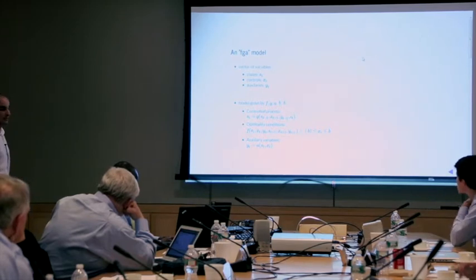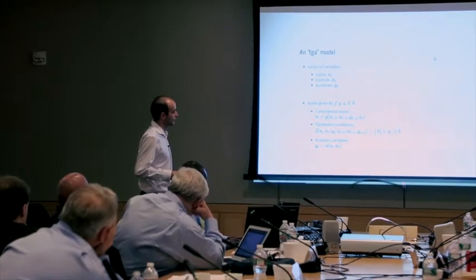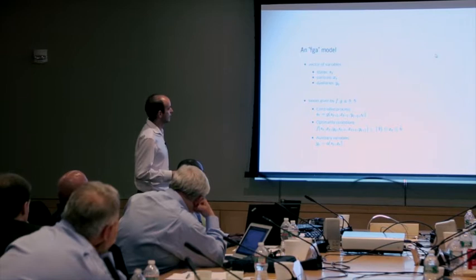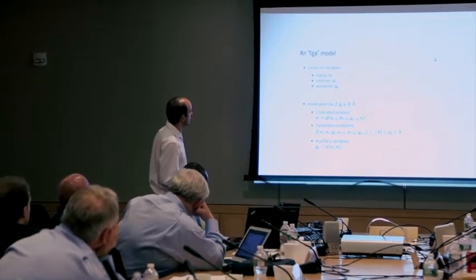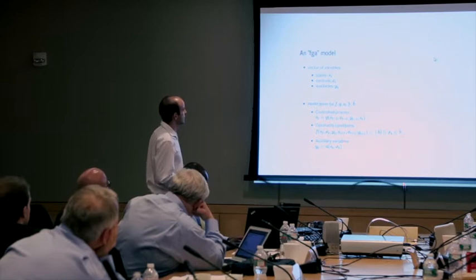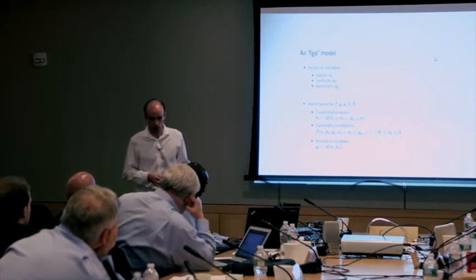There are also the controls x. You choose them so that some optimality conditions are met. And you also have restrictions on the set where you can put your controls. So both bounds can depend on the state. Here we use this shortcut that we can define auxiliary variables, but basically they are replaced everywhere.